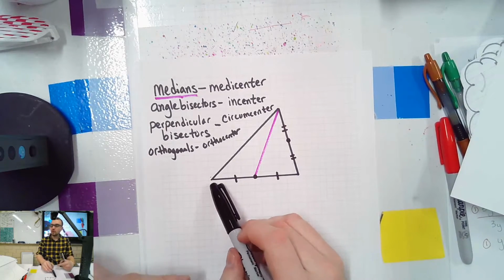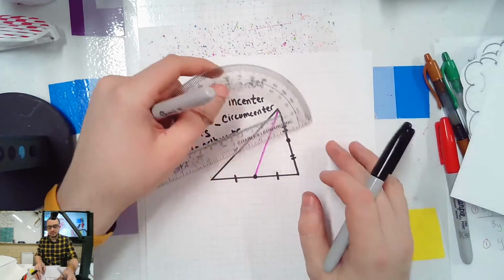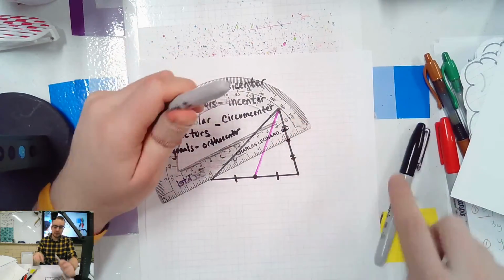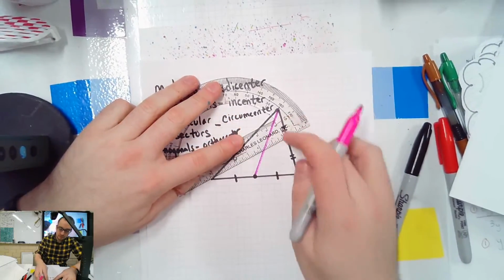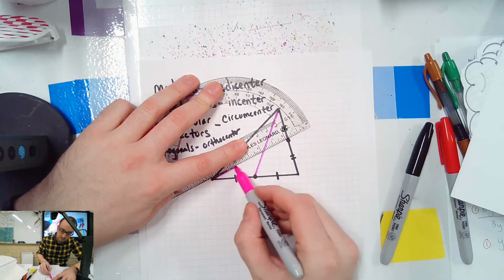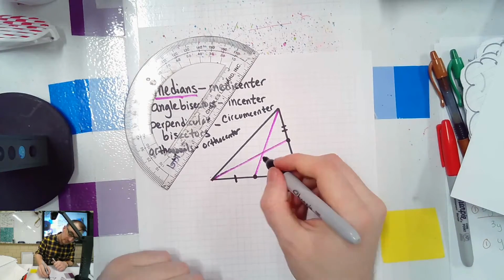Yep, vertex to midpoint. Vertices are the points on the triangle, right? The point of the angle. And the midpoint's the point we found. It's called a midpoint because it's halfway between the 2 vertices of the triangle. So now I know, right there must be the balance point. That's the medicenter.